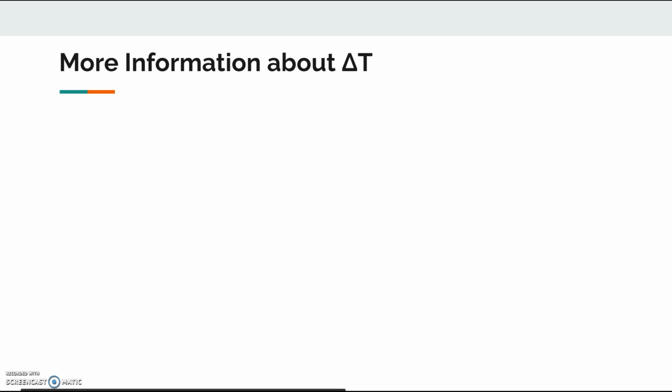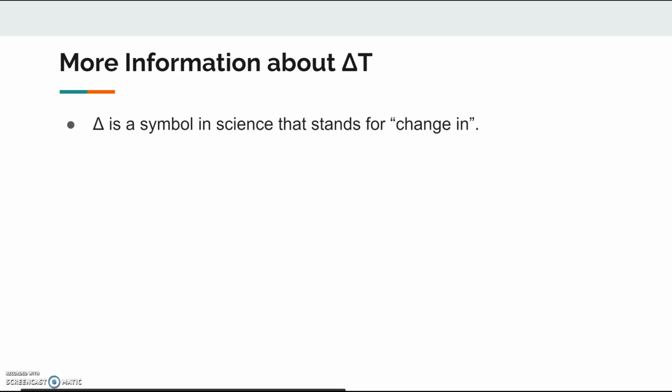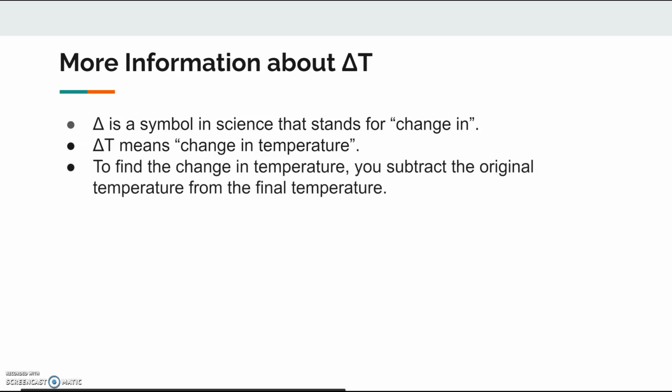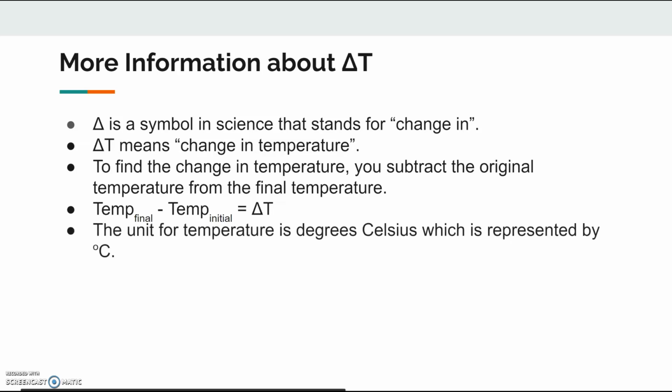More information about triangle T. Triangle is a symbol in science that stands for change in. Change T means change in temperature. To find the change in temperature, you subtract the original temperature from the final temperature. Therefore, your final temperature minus your initial temperature equals your change in temperature. The unit for temperature is degrees Celsius, which is represented by degrees C.